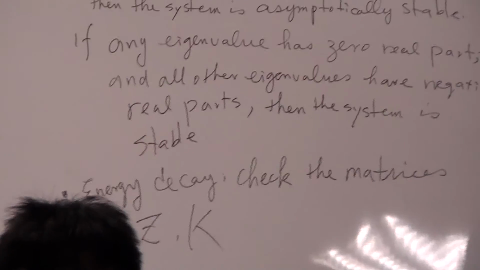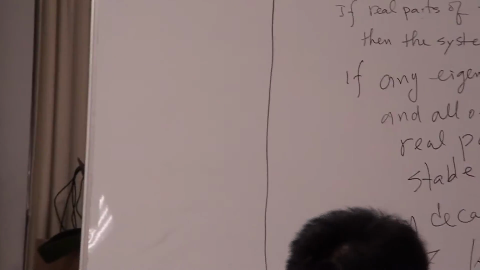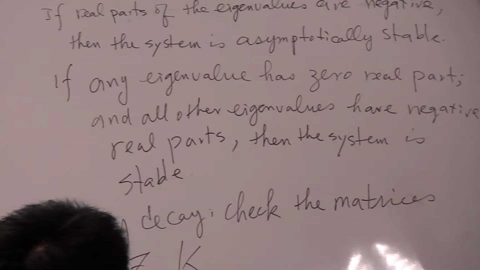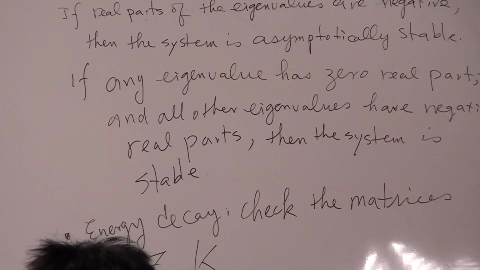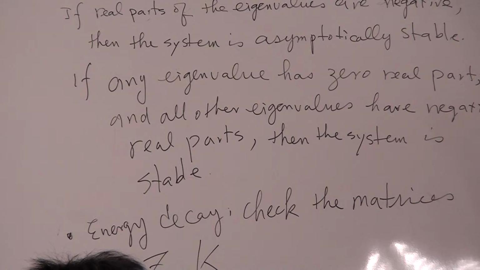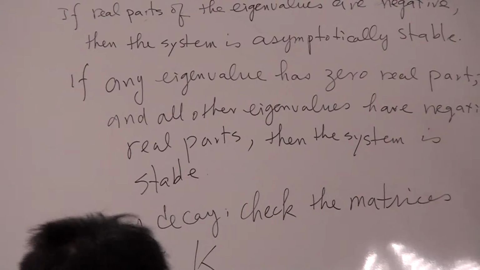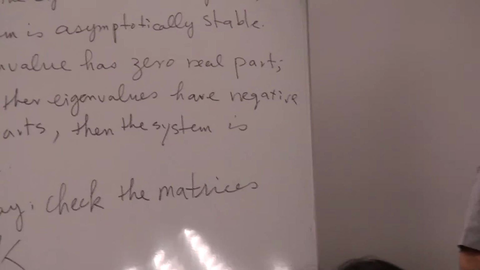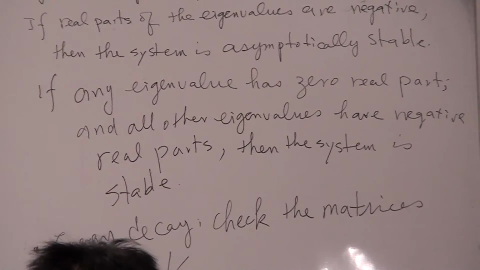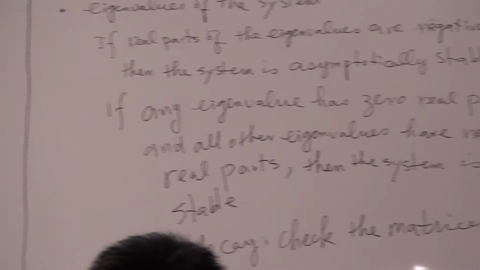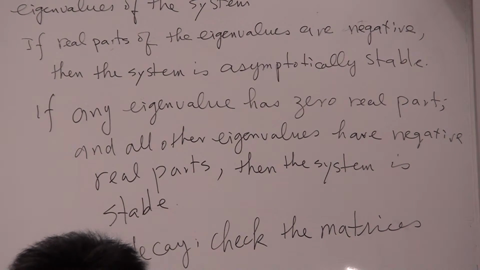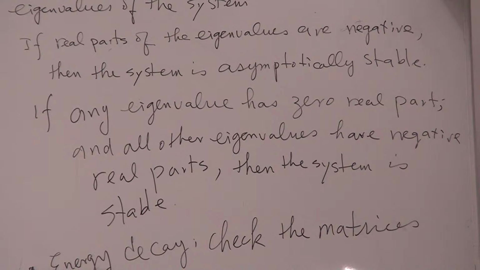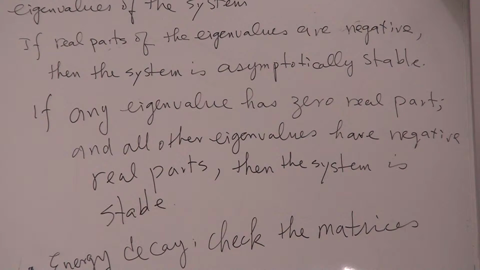So in control, to see whether the system is stable or not, again, you can look at the eigenvalues of the system or look at the positive definiteness of M, zeta and K. Two ways to do it. For this system, we look at just the mass matrix, stiffness matrix, zeta and W matrix.